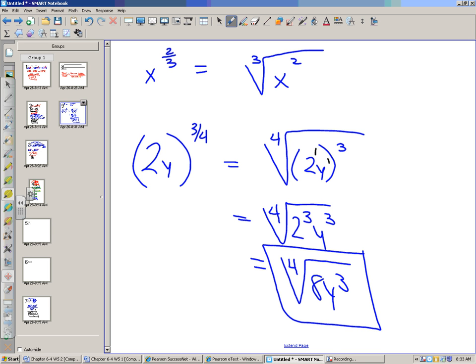Power over root. The power goes on the inside. I kept the parentheses around it because there were 2 different bases. I distributed the 3 into each one of the bases' exponents, and then I multiplied 2 cubed to get 8. Do we all see that, yes or no? Okay, how do I simplify?